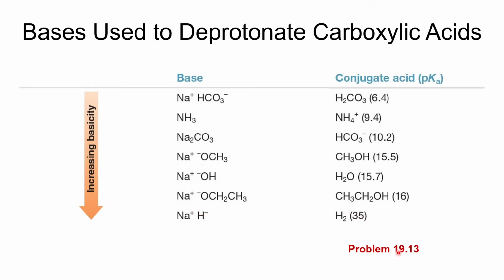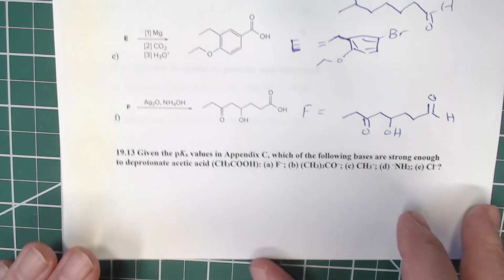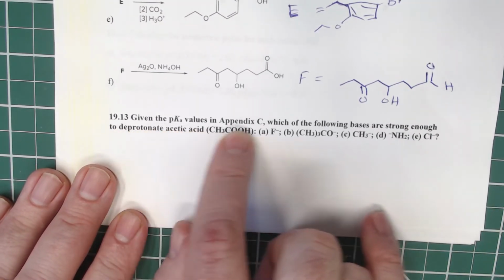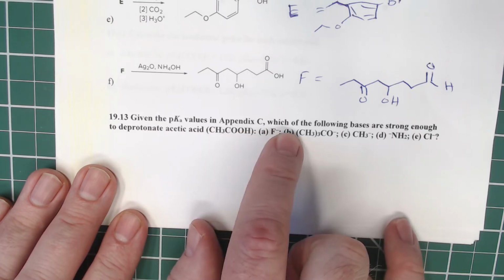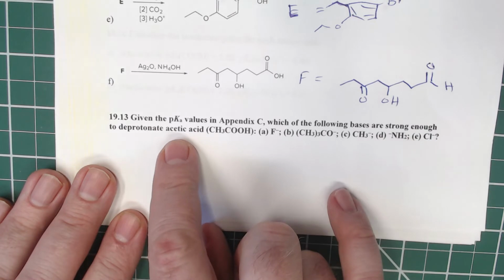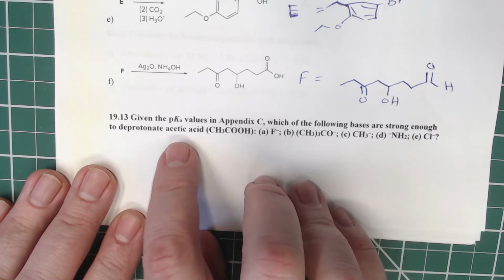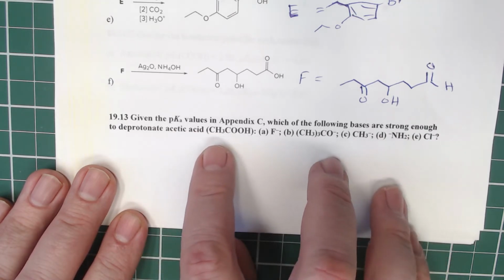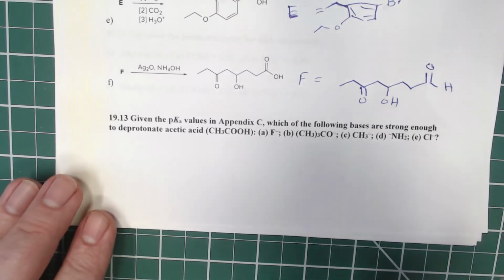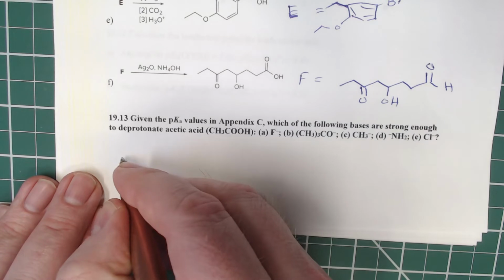So let's look at number 13. All right, so here we've got the question. Given the pKa values in Appendix C, which of the following bases are strong enough to deprotonate acetic acid? So which ones are strong enough to deprotonate acetic acid? What we need to do is look up the pKa for acetic acid. We actually know that one.